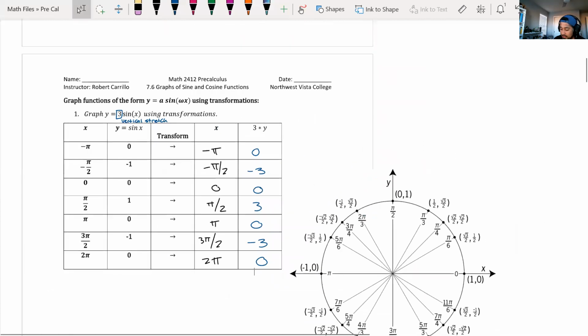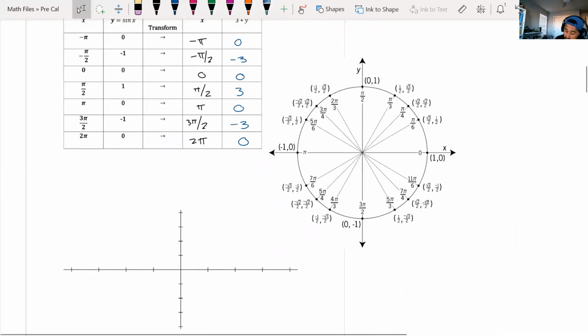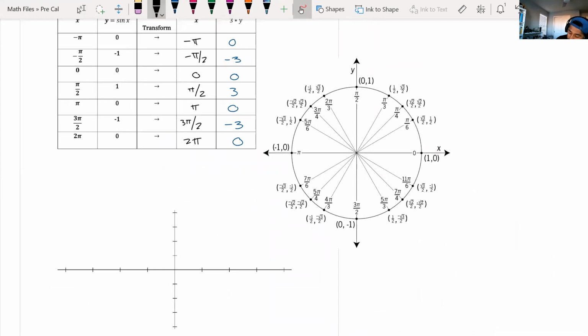And look how fast the transformations are. And all we have to do is plot this. So here's -pi, -pi over 2, 0, pi over 2, pi, 3 pi over 2, and 2 pi. And now the highest we go is 3. The lowest we go is -3.